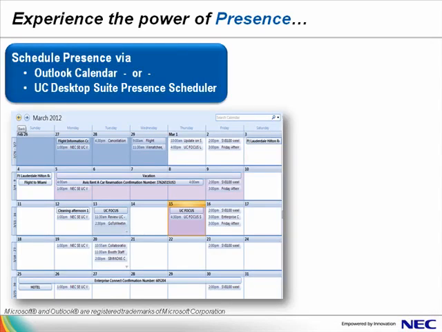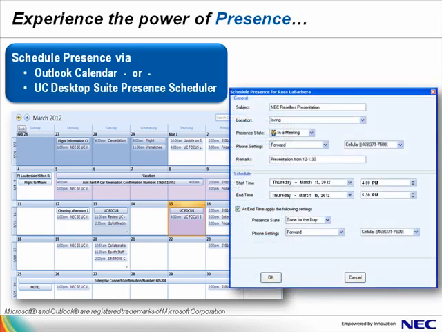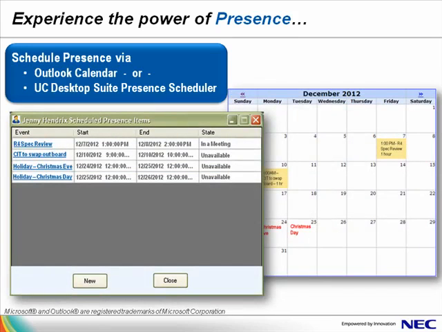To make it even simpler to keep your colleagues informed, you can automate your present status changes. For example, if you're an Exchange user, your present status can be changed through calendar appointments. If, however, you're not an Exchange user, you can automate your status changes through the embedded presence scheduler.